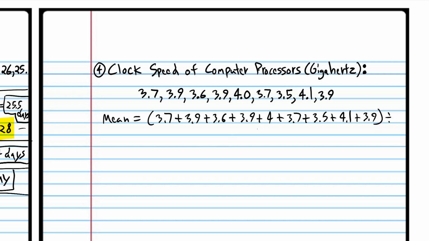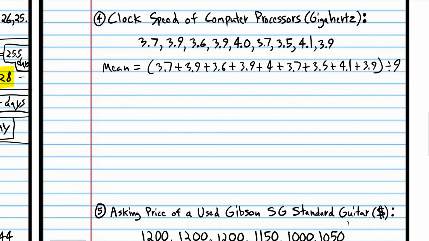And how many numbers do we have? 1, 2, 3, 4, 5, 6, 7, 8, 9. So divided by 9. Now we have to add all these numbers up. So now we just have to figure out where to put the decimal. The decimal goes straight down, so right there. So we have 34.3 divided by 9.